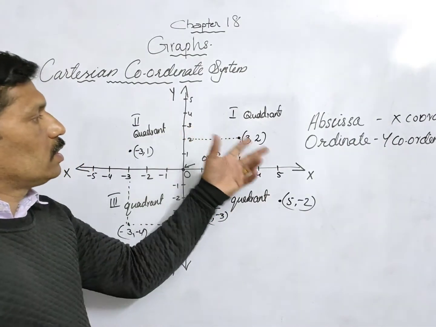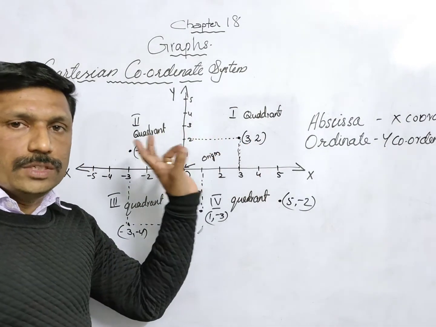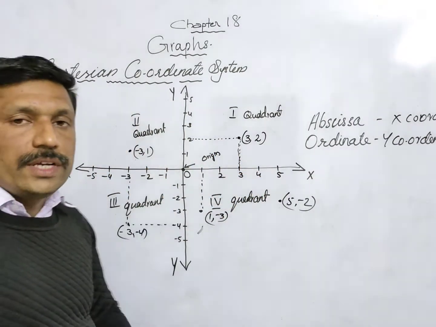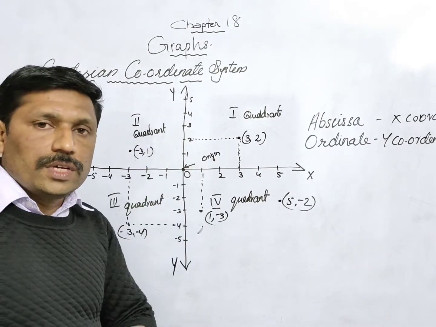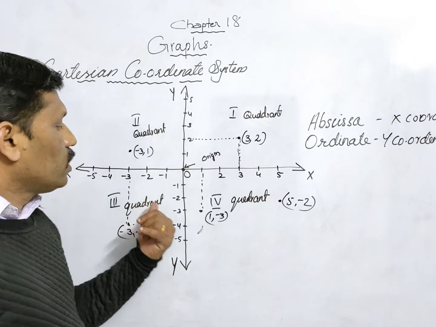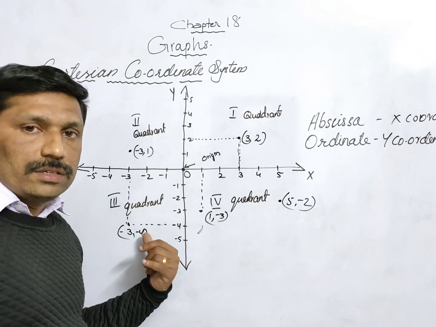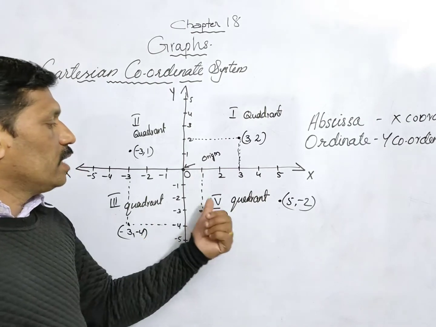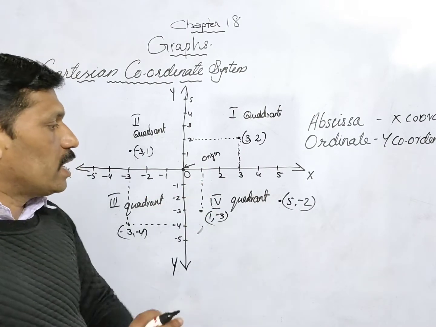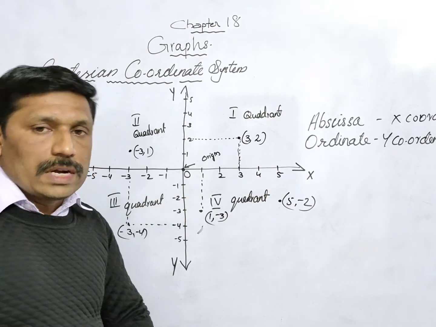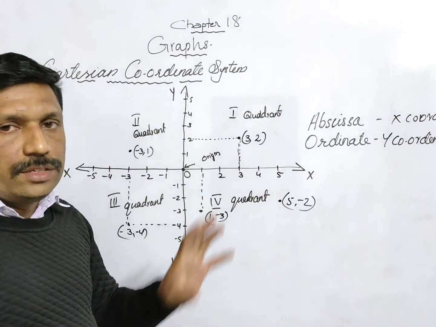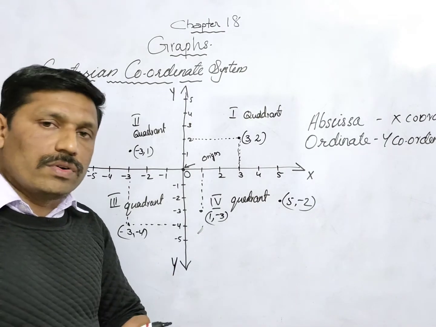So if both x and y coordinate are positive, we should understand that that point lies on first quadrant. And if x coordinate is negative and y coordinate is positive, then that point lies on second quadrant. And if both are negative, then that point lies on third quadrant. And if x coordinate is positive and y coordinate is negative, that point lies on fourth quadrant. So this is about Cartesian plane, and now I think you understand how to plot points on Cartesian plane.